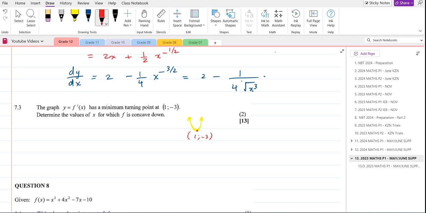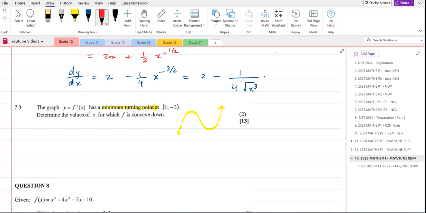The graph of y equals f prime x has a minimum turning point at 1 and negative 3. Oh, wait. It has a turning point which is minimum. Understand what is turning point, what is minimum turning point. Has a minimum turning point at 1 and negative 3. Does this mean that the turning point is minimum or maximum? Let's assume that it's a cubic function because they're talking about concave up and concave down.